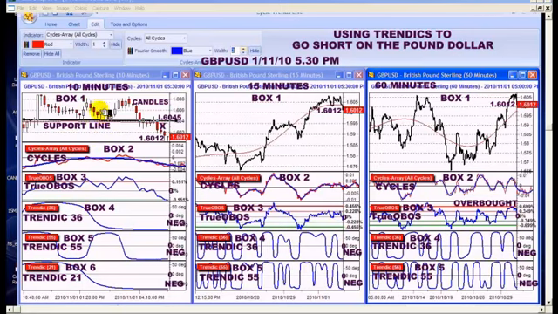But we have in the first box, in each of them, the price graph, then the cycle graph in box 2. In box 3 we have the overbought oversold indicator, OBOS, and the very important trigger indicators, trending 36 in box 4, trending 55 in box 5, and in the 10-minute period I have added trending 21. It's a slow trending because it adds further confirmation to the signal.